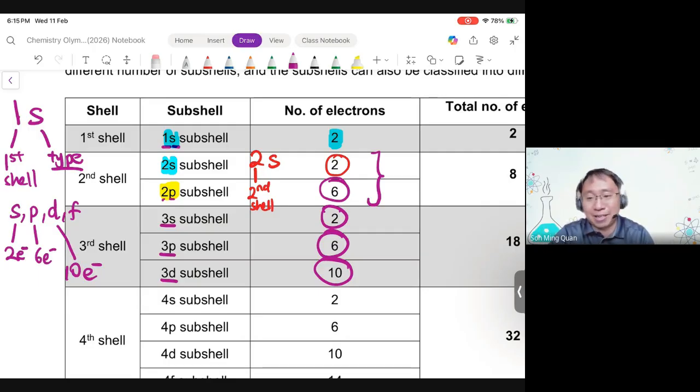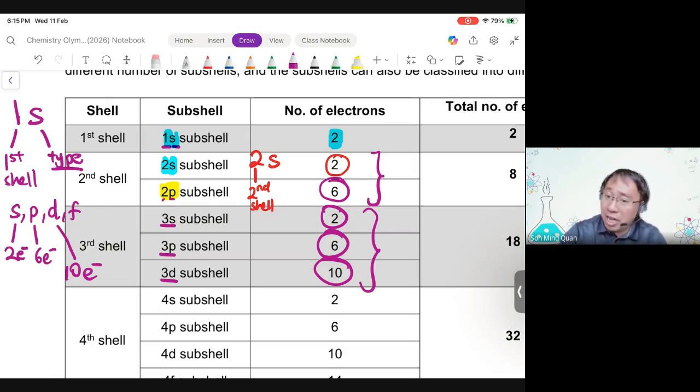I'm sure you can see a pattern. Okay? So basically, every single subshell, S to P to D, is 4 more electrons. All right? So being the third shell, it only has 3S, 3P, 3D. S, P, D, F, right? So being the third shell, it has S, P, and D. Therefore, if you add up 2 plus 6 plus 10, it's 18. So the third shell actually, in theory, can hold up to 18 electrons, not 8.